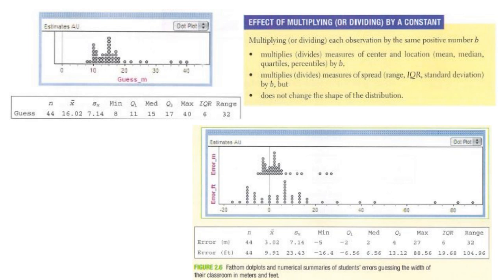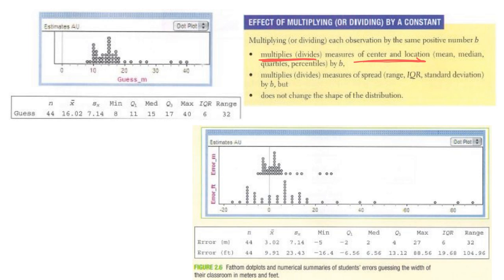When we multiply or divide by a constant, now we're going to see changes in almost everything. Okay? So if we multiply or divide by a constant, center and location is also going to change. It's going to change by whatever you multiplied or divided by. Same with when we add or subtract. Let's take that last example with the error with the classroom, where we were subtracting 13 from everything. Well, the mean would be 13 less, right? So it changes by what we add or subtract.